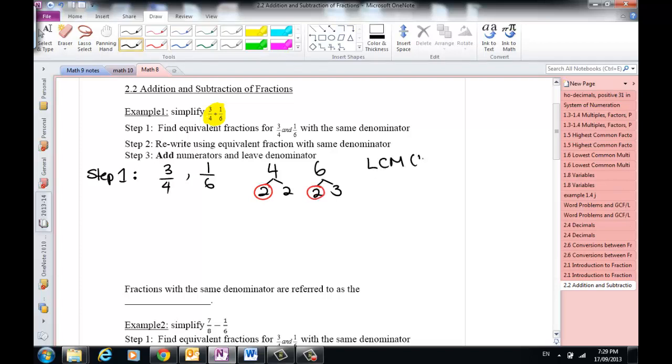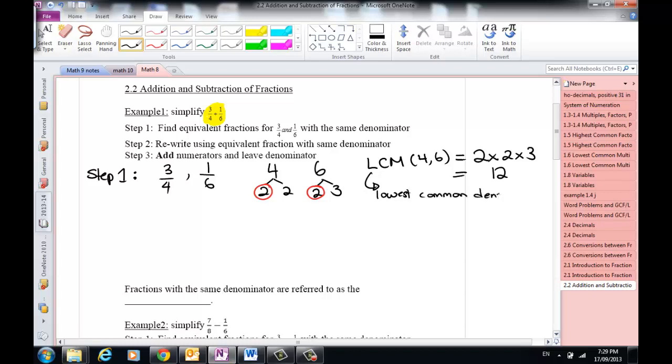So the lowest common multiple of 4 and 6 is equal to 2. We take 1 for the pair, and then we take the leftovers, which happens to equal 12. So our lowest common multiple, which in this case is also called our lowest common denominator, will be 12.